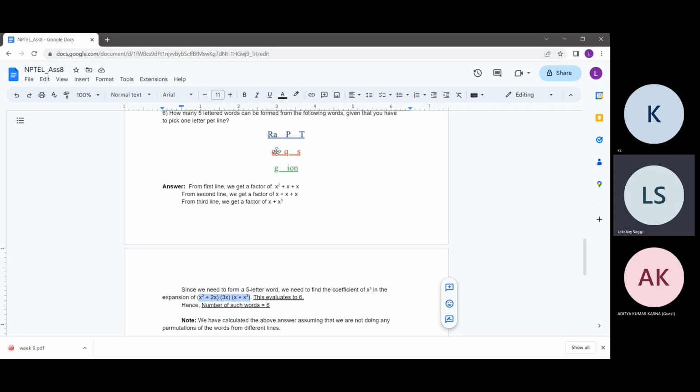From selecting one such triplet, one from each of these lines, I can actually get 3 factorial words. From this PEION triplet, by rearranging it in 3 factorial ways, I'll get 6 five-lettered words. Since we have 6 ways of picking these triplets, I can also permute each of these triplets in 3 factorial ways. So the number of words which can actually be formed is 6 times 6, which will be 36.